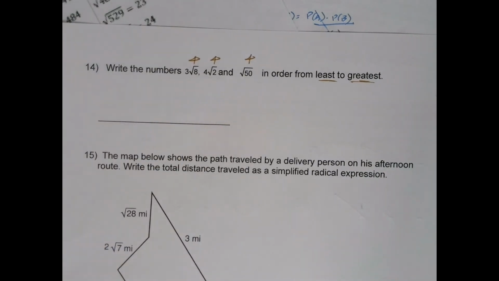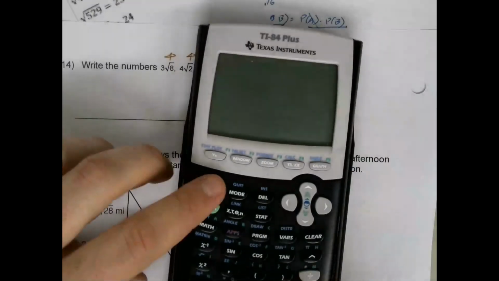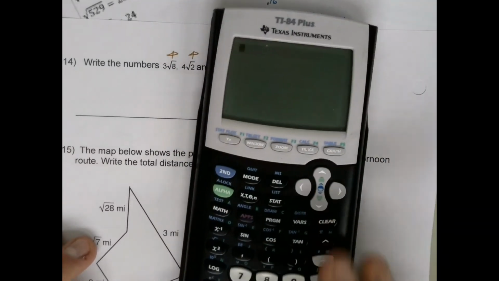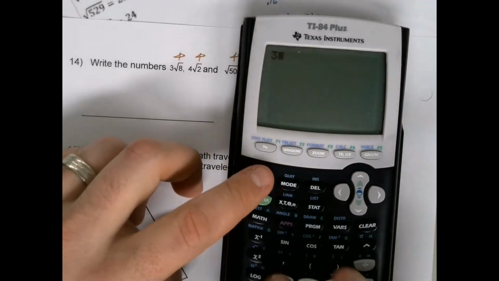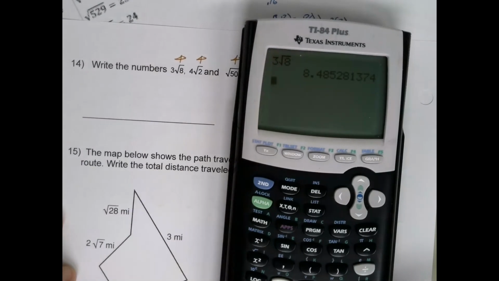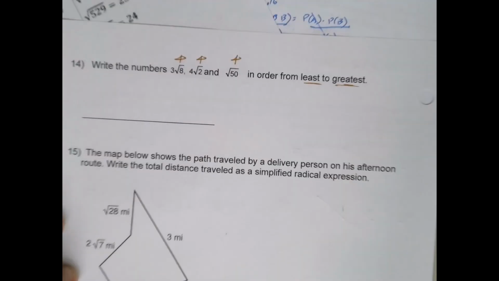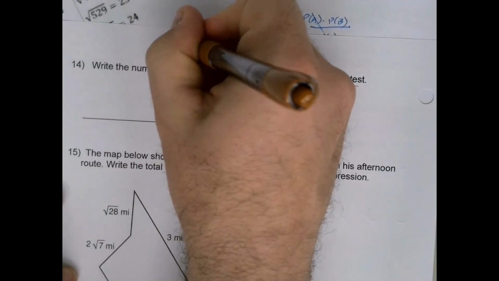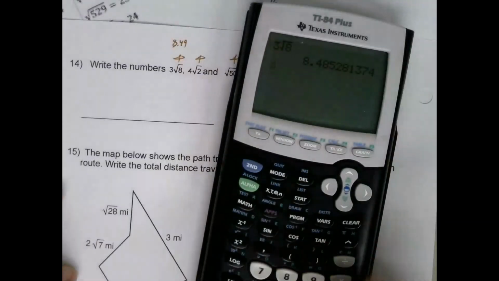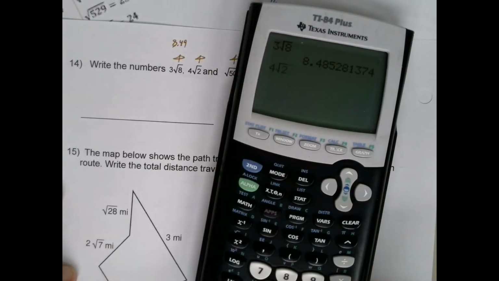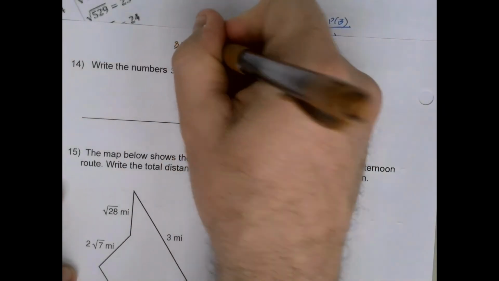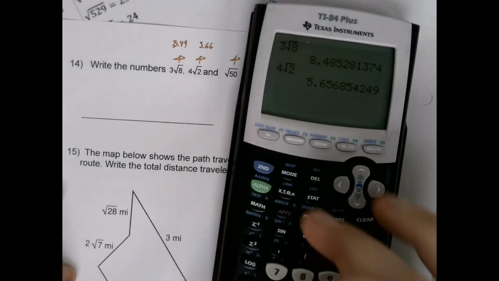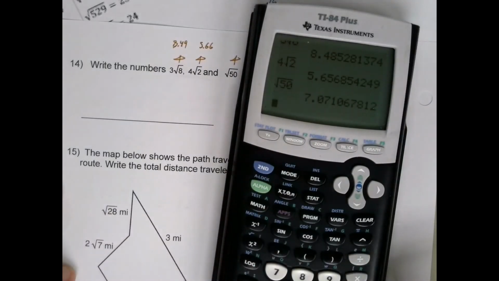Okay? So do this on your calculator. We're going to take 3 root 8. Let's start with that first one. So you just type it in. 3, I don't know if that's a little blurry or not, times the square root of 8, and I get 8.49. So that's 8.49. 4 times the square root of 2, that's 5.66. And then the square root of 50, the other one, is 7.07.